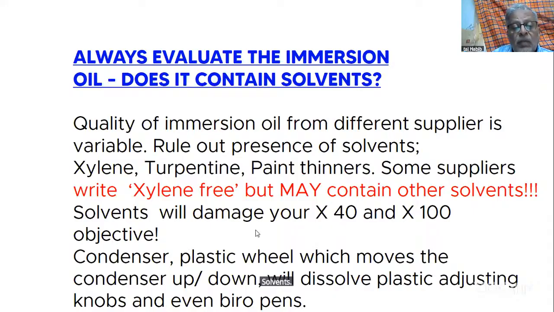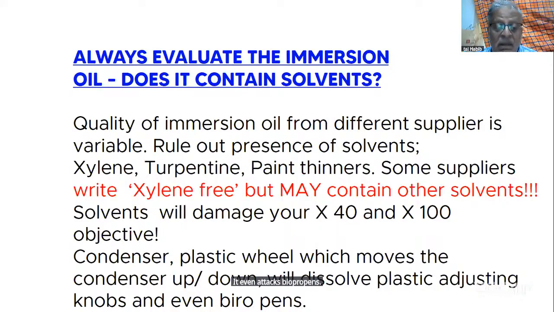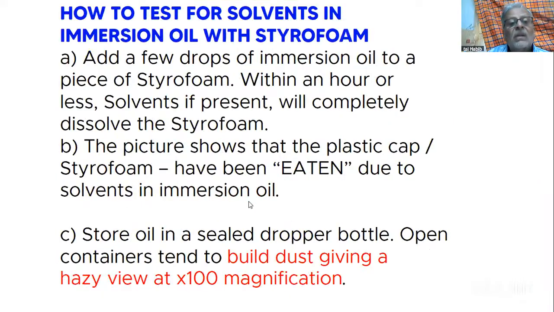And some of you must have noticed that this locally made immersion oil is very sticky. It even attacks biro pens. And it dries. Immersion oil does not dry. So you put a few drops of immersion oil on a piece of styrofoam. You wait for about 2 hours and see the results.